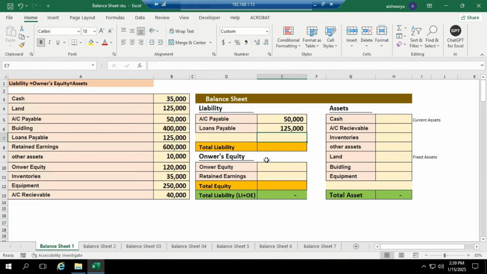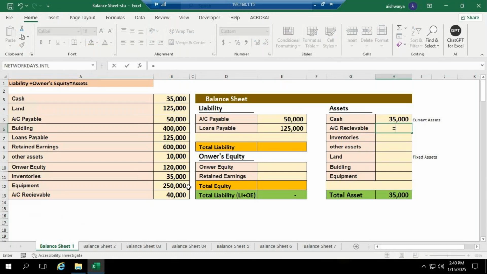So 1,25,000. Now next is the cash as assets, that means the current asset is cash. So is equal to 35,000, and then press enter. Then accounts receivable. How much is the receivable? Here you put 40,000 and press enter. Then inventories is equal to 35,000 as inventory, and then press enter.